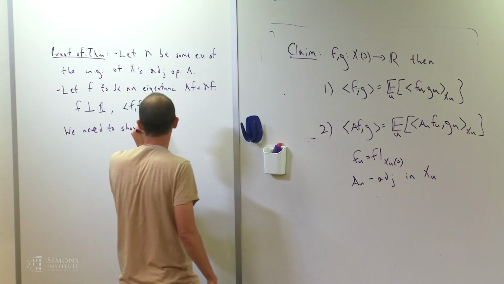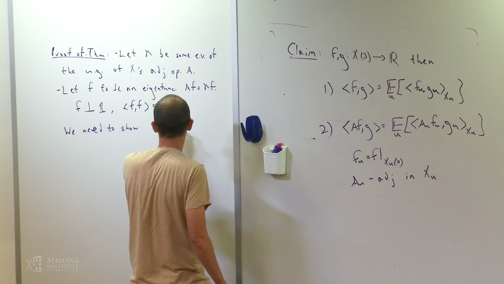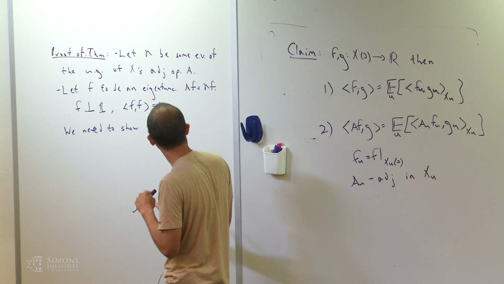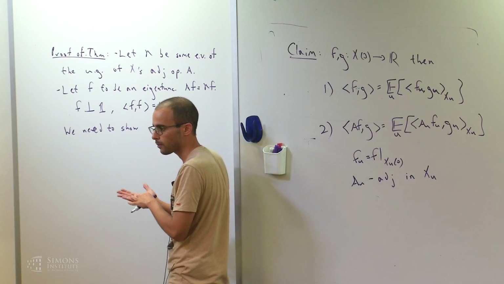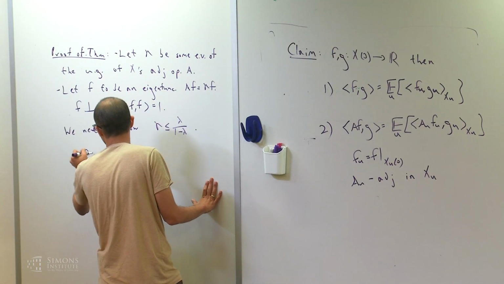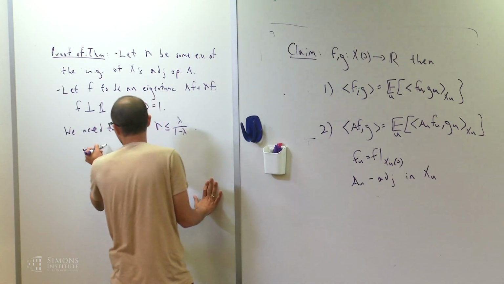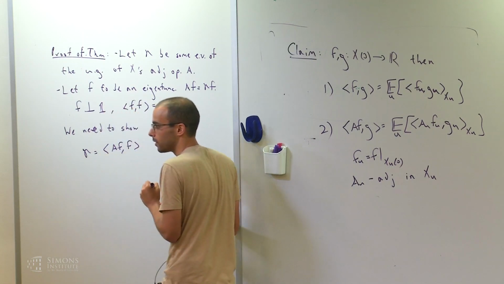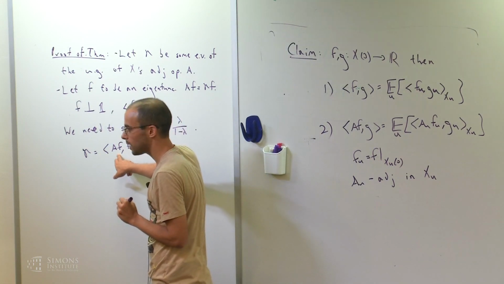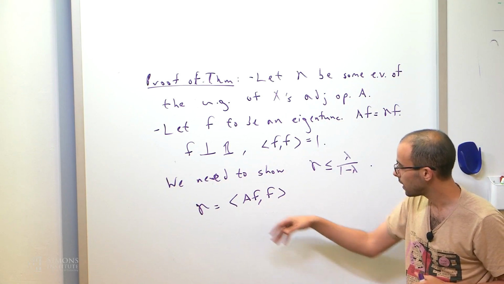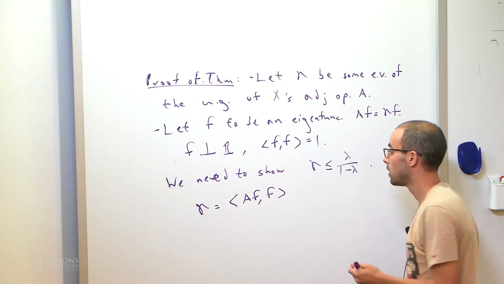We need to show that gamma is less or equal to lambda over 1 minus lambda, assuming that the eigenvalues of the local adjacency operators are all less or equal to lambda. So how can I write this gamma? I can write it just as AF inner product with F, because AF is lambda F, and then I can remove it outside of the inner product, and then I will get precisely this.